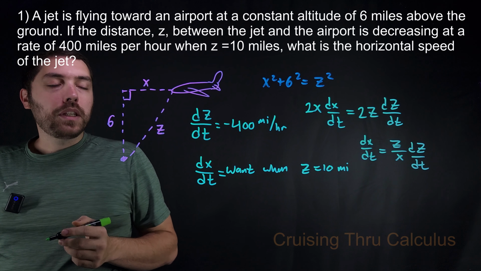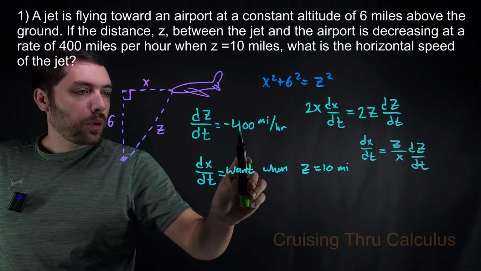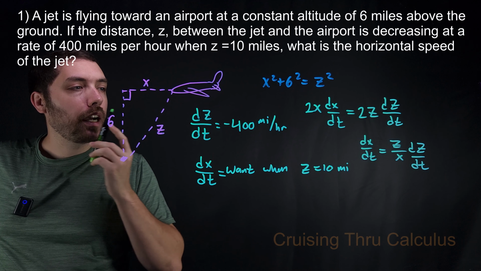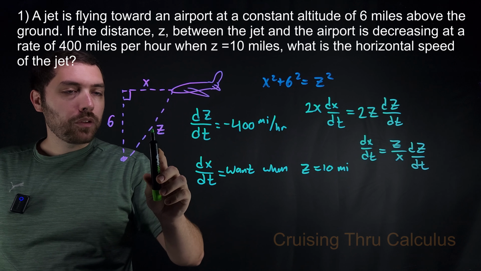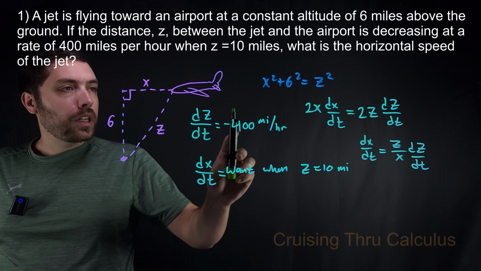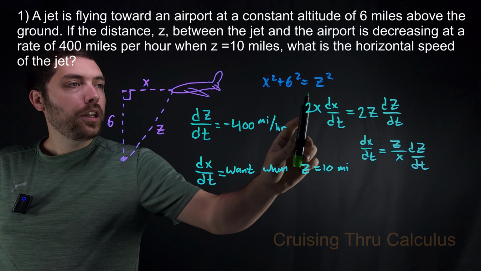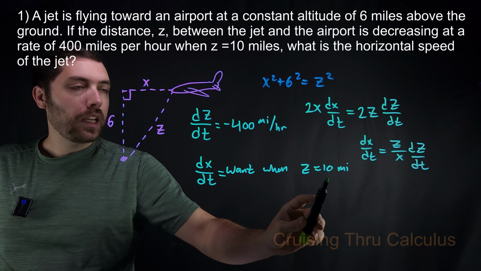This is good. It's now time to start plugging things in. For example, I know that dz/dt is negative 400. I know that z is equal to 10. But hold on a second. I don't know what x is. So what we need to do is come back to our problem and see if we can figure out what x is. And indeed, we can figure it out because at the very beginning, we used the Pythagorean theorem and found the derivative of that. But we can use this to figure out exactly what x is equal to when z is 10.